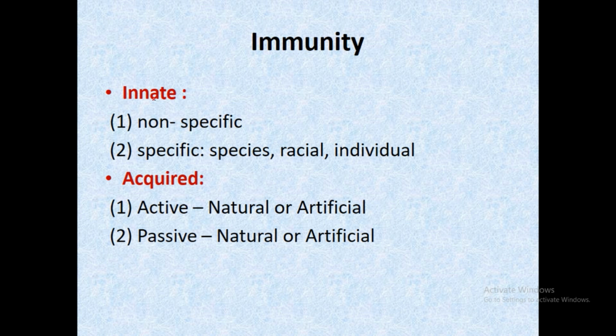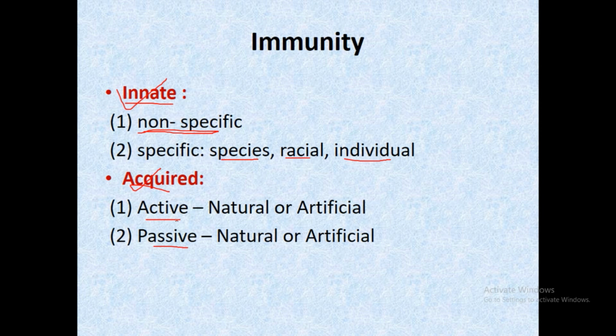All right. So immunity has two types, innate immunity and acquired immunity. Innate immunity is non-specific, and if we look for the specific innate immunity, then it will be species specific, racial specific and individual specific innate immunity. And acquired immunity is of two types, active immunity and passive immunity, or simply active acquired immunity and passive acquired immunity.